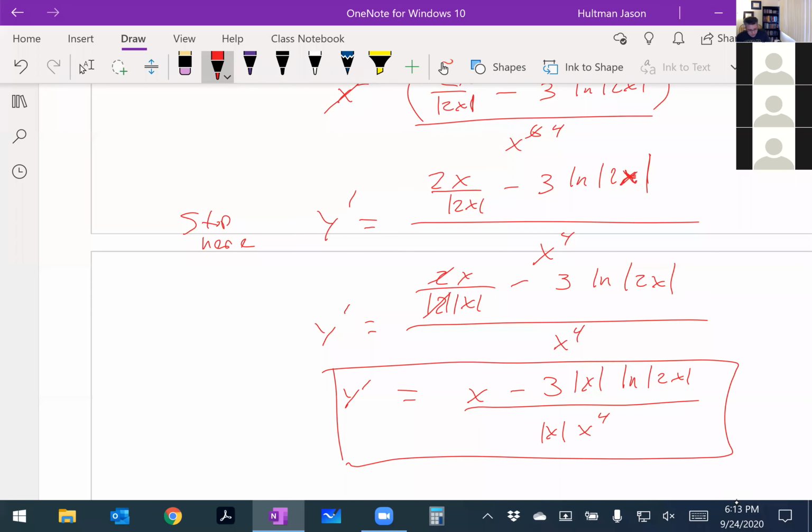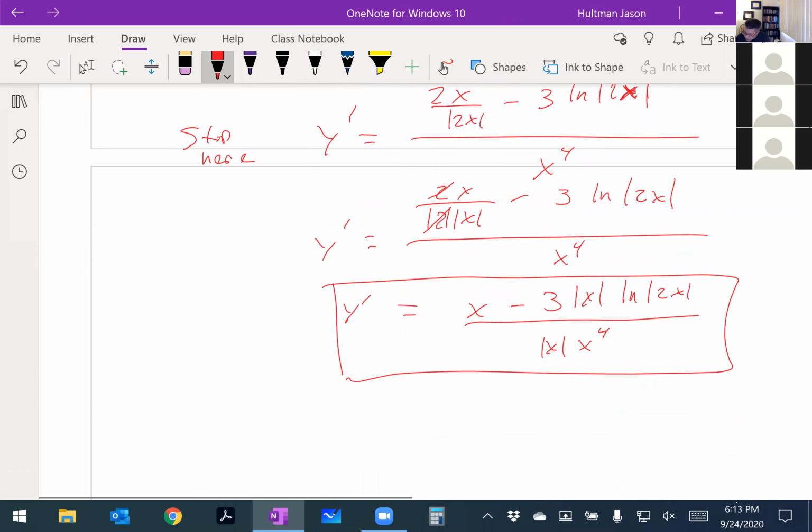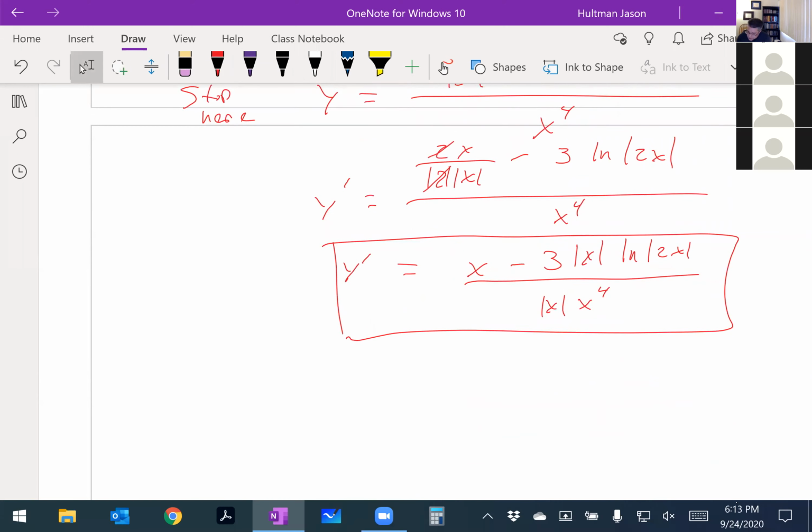Okay, so that absolute value kind of messes with things because it doesn't simplify too nicely in the very end. We can't cancel out x's and absolute value x's. It's just not allowed.